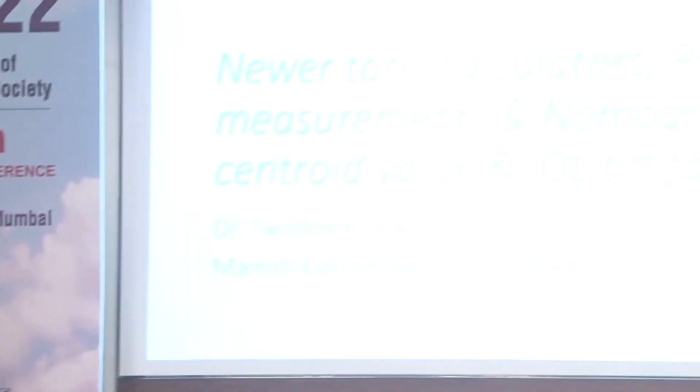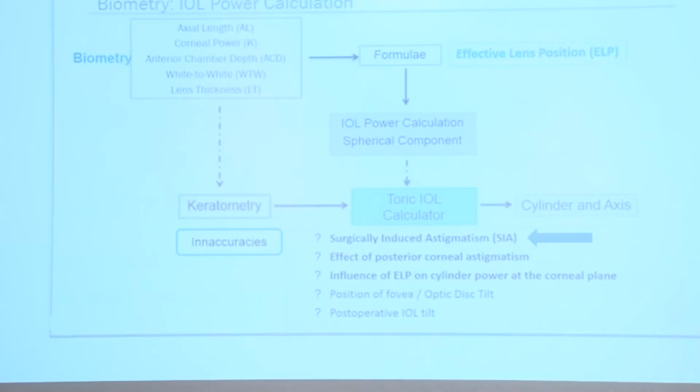So many new things are coming up in the toric calculators, and everybody is hearing about the posterior corneal astigmatism measurement and correction in the toric calculations. So many nomograms are available. New terminologies are coming up, centered values and IOL tilt factor. So we are going to understand a little bit about why it's needed, what the fallacies are in the recent toric calculators, and what is coming up, what we really require.